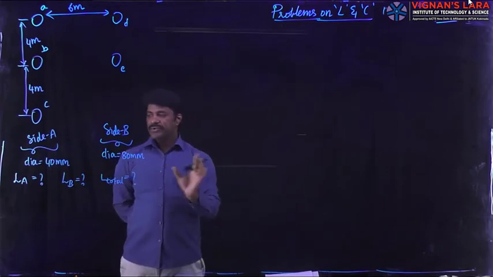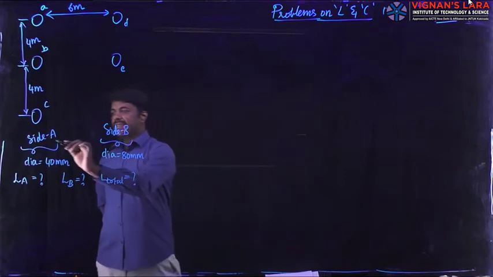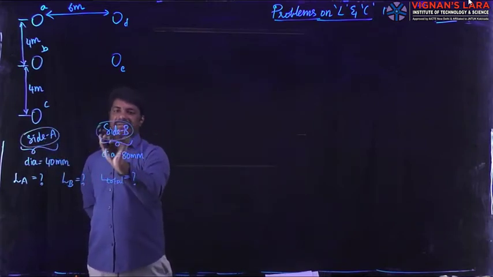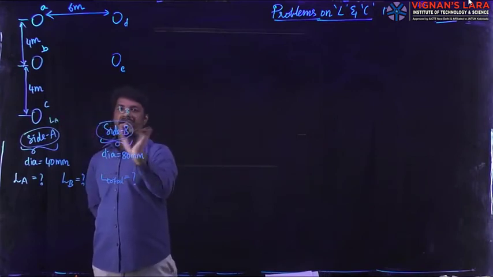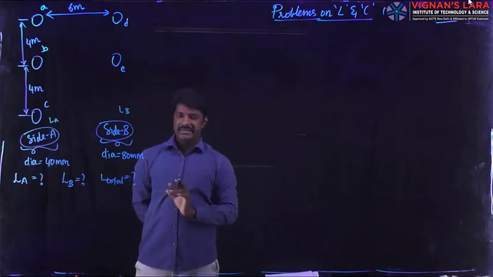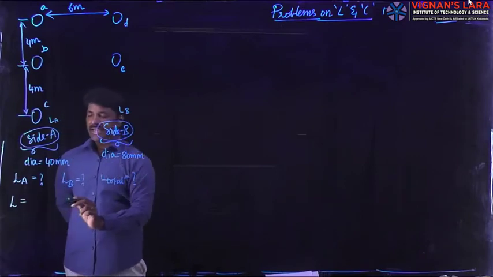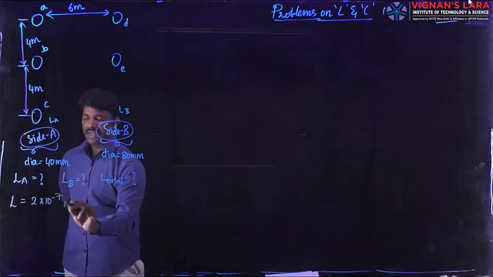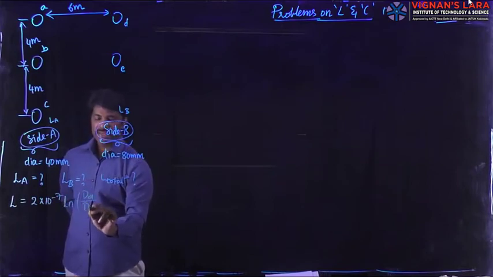So the simple solution is, first we will calculate the inductance of side A separately. Similarly, the inductance of side B separately, as LA and LB. Later we will add them to get the total inductance of the entire system. And the formula is the same for every inductance, which is given as inductance is equal to 2 into 10 power minus 7 ln of mutual GMD by self GMD.